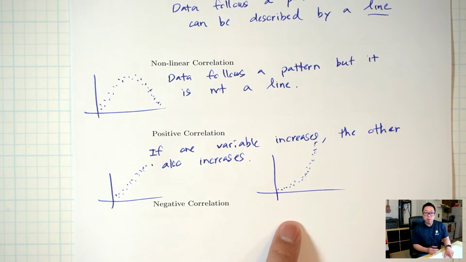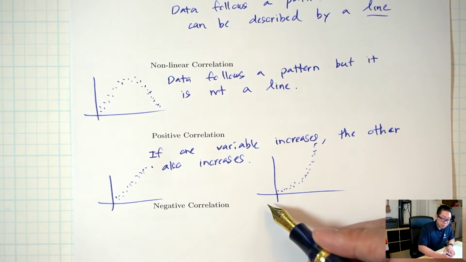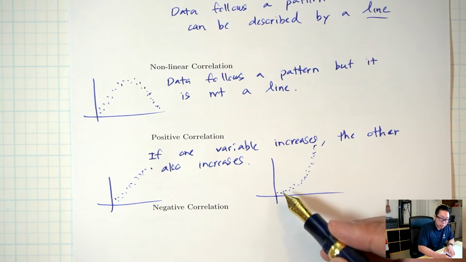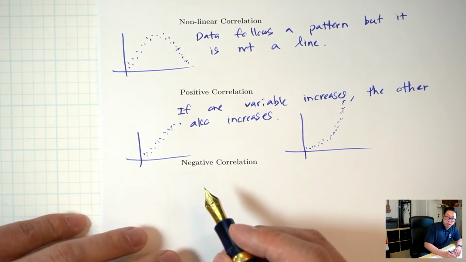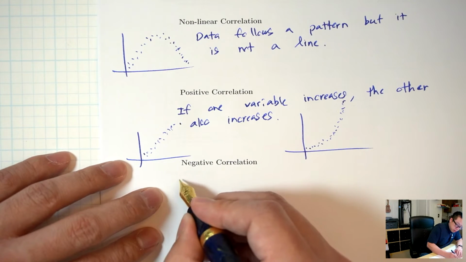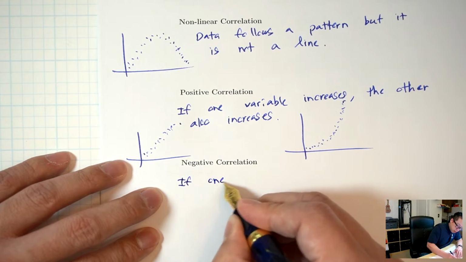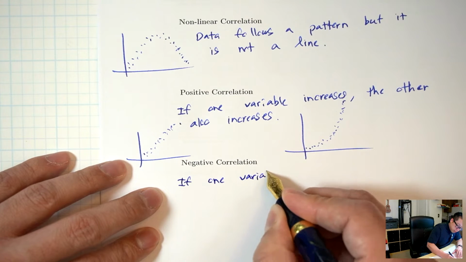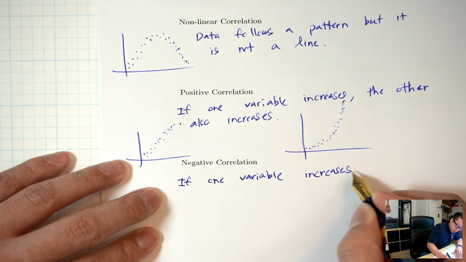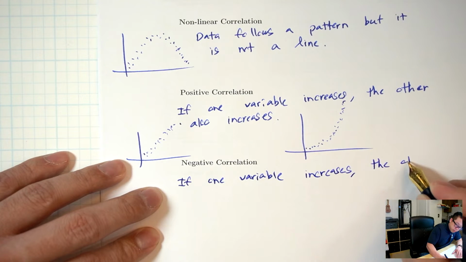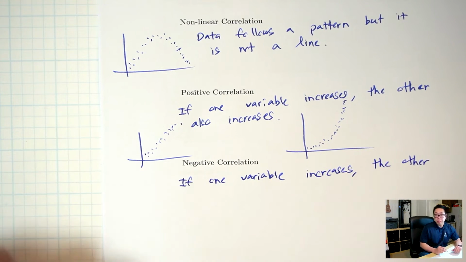Okay, that's an example of a positive correlation that's not a line. So this is a nonlinear correlation that's positive. Negative correlation means that if one variable increases, the other decreases.